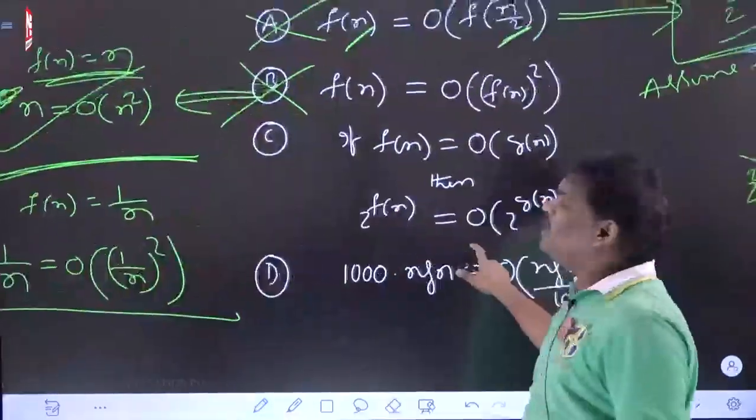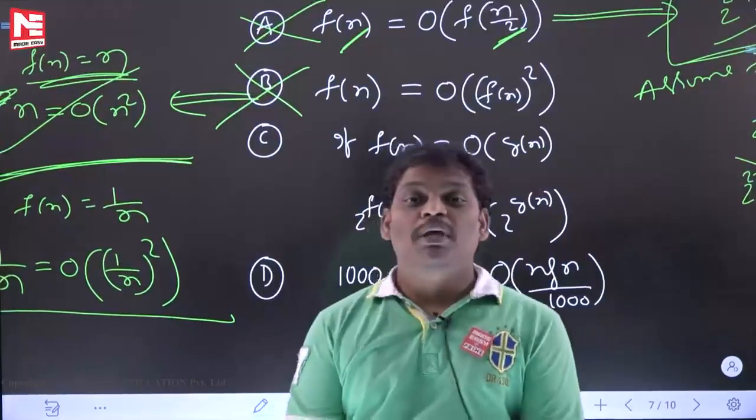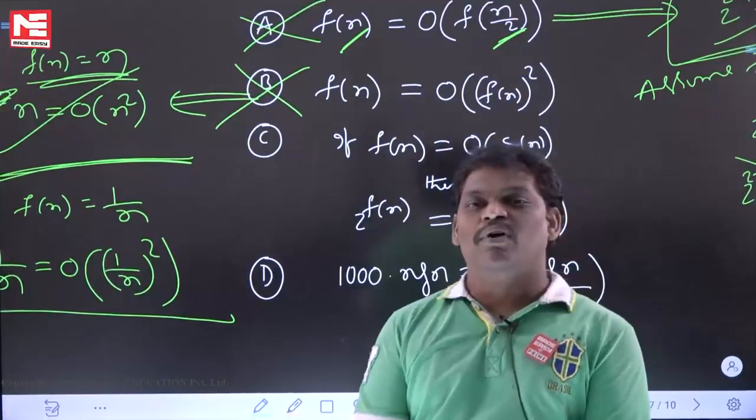Can you say when option B is true? Option B is true when f of n is big O of f of n whole square.